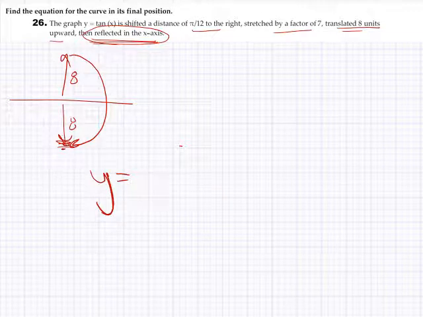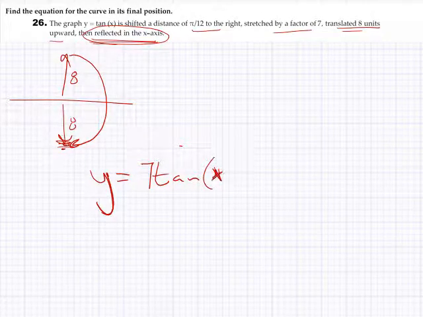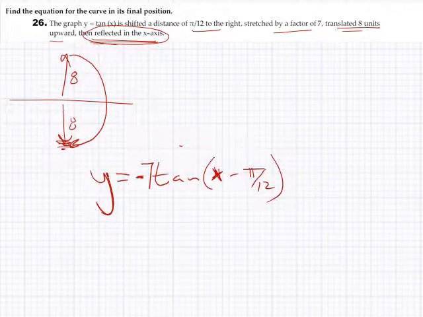So we have our tan. It's stretched by a factor of 7. We're pi 12ths to the right, so x minus pi 12ths. Reflected over the x-axis and 8 upward. Since the 8 was up first, remember we're 8 down, and the reflection is the negative out in front.